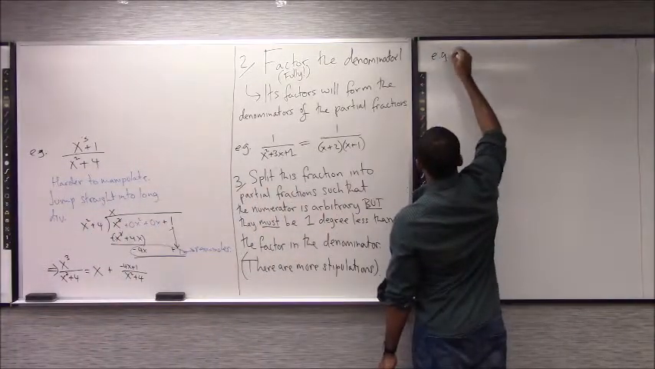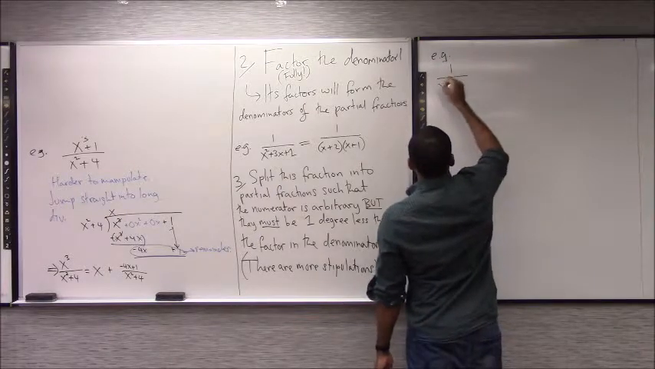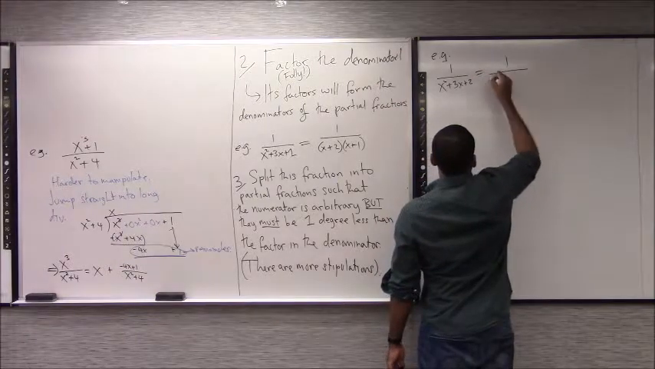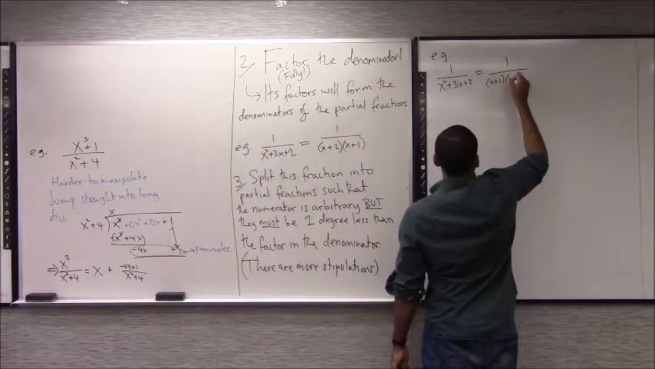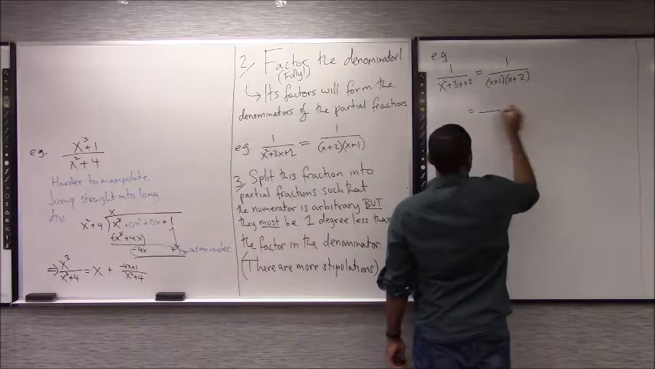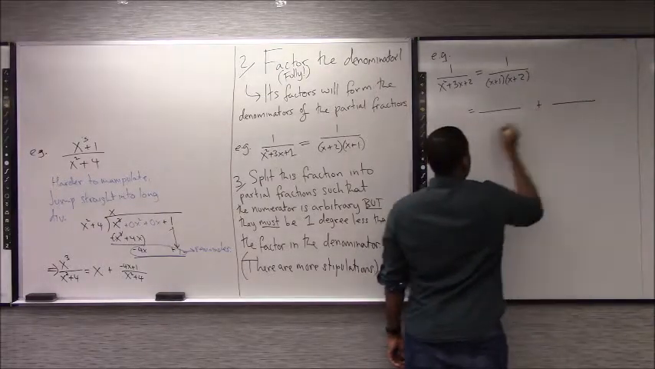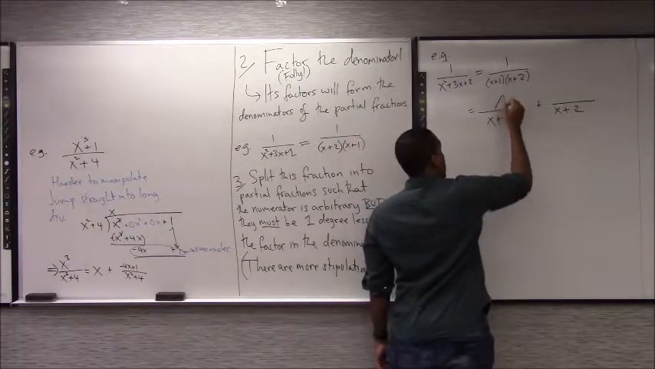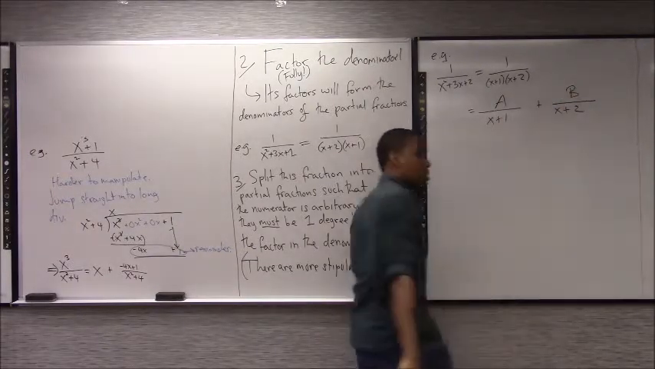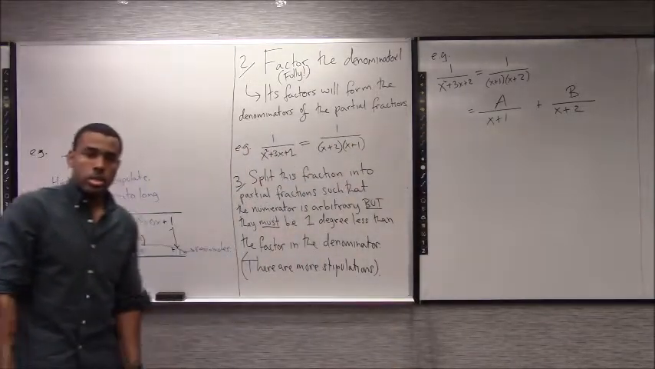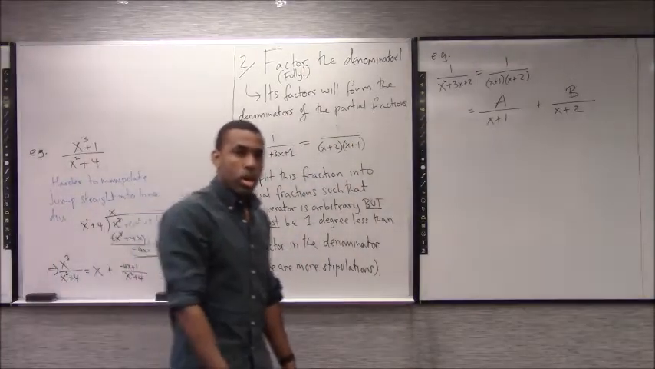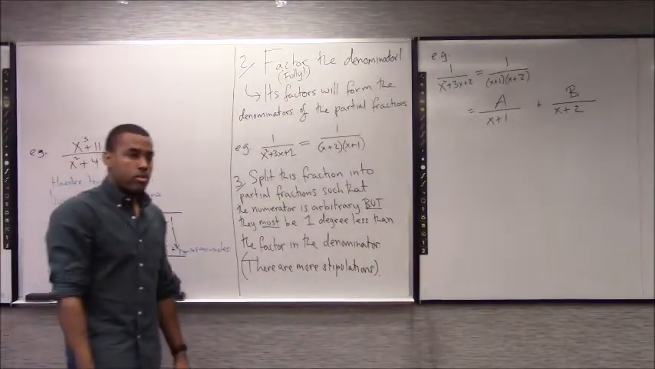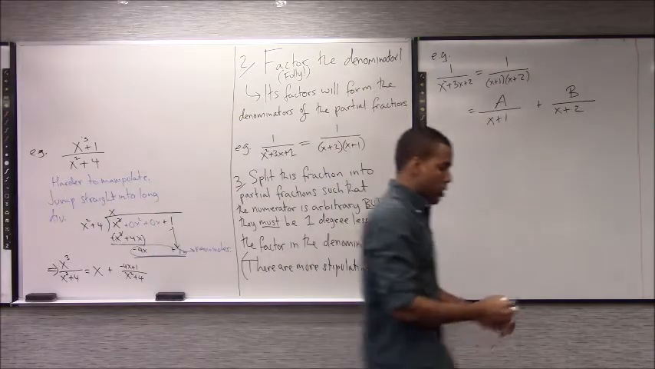So let's say example. If I have 1 over x squared plus 3x plus 2, the first thing I would do is factor this into x plus 1 times x plus 2, and the next thing I want to do is break this up into two parts, where the factors are here, and the numerator is 1 degree less. So here I put a and b to represent arbitrary constants. Notice that constants are 0 degree polynomials because the denominator is a first degree polynomial. So 1 degree less than a first degree polynomial will be a 0 degree polynomial.